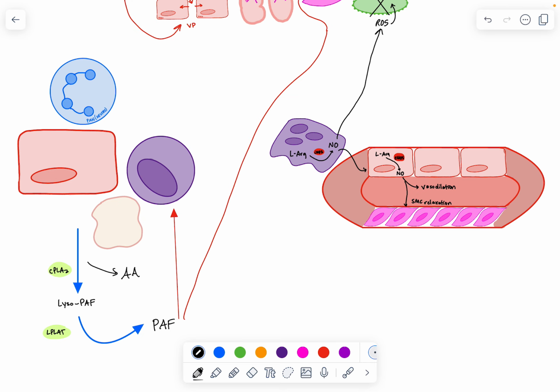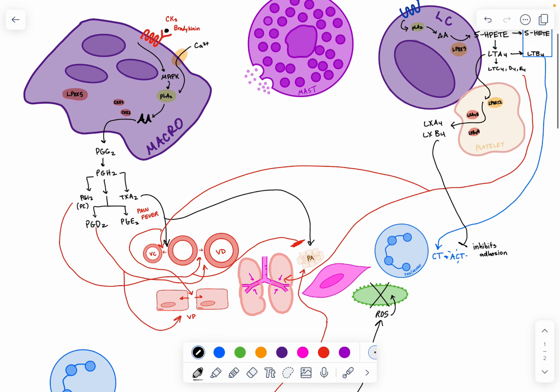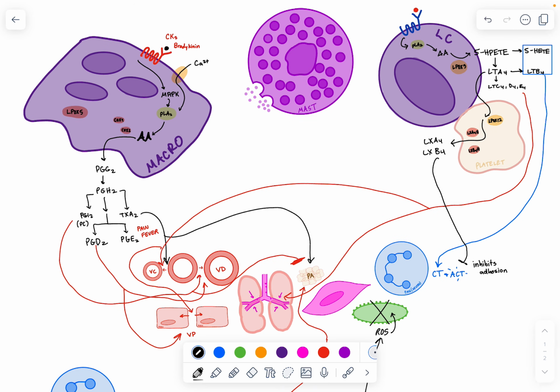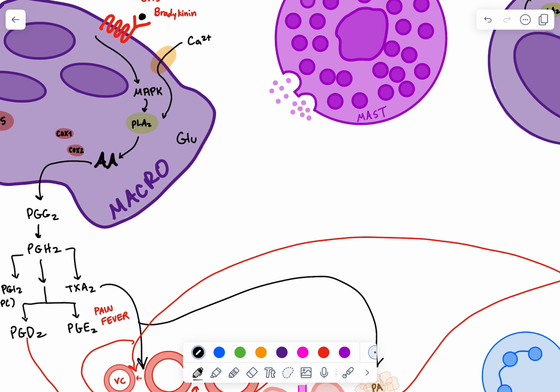So the last point I want to make is a couple of drugs that were mentioned that can inhibit some of these pathways and mediate the mechanism of action of these specific drugs. The first drug that I wanted to mention is glucocorticoids. Glucocorticoids mainly inhibit phospholipase A2. They can also inhibit the cyclooxygenases.